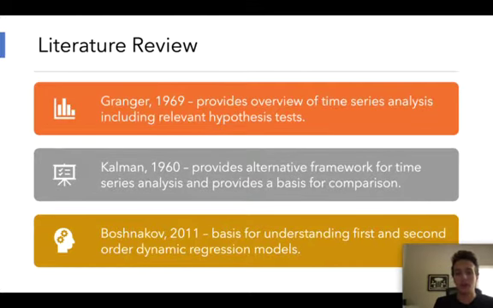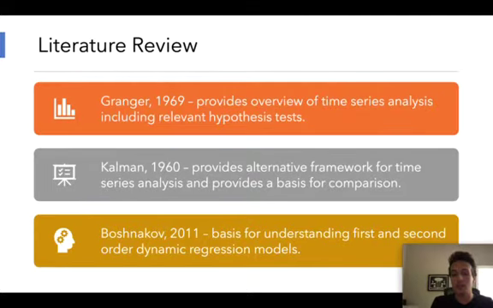Next, I'm going to talk a bit about the foundation on which my analysis is based. Granger in 1969 wrote his seminal piece that provided the Granger test, and it provides an overview of time series analysis, including relevant hypothesis tests. Kalman in 1960 provided his seminal work and created the Kalman filter, which provides an alternative framework for time series analysis and provides a basis for comparison to the Granger example that we're going to be using.